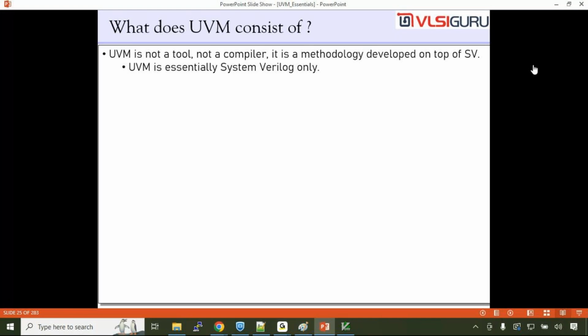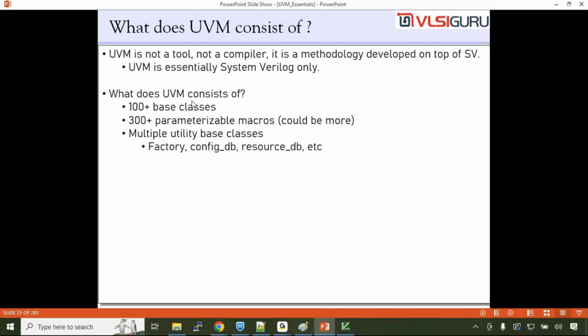First thing is UVM is not a tool, like QuestaSim is a tool, VCS is a tool. UVM is not a tool, not a compiler. It is a methodology developed on top of SystemVerilog. So in summary, UVM is essentially SystemVerilog.